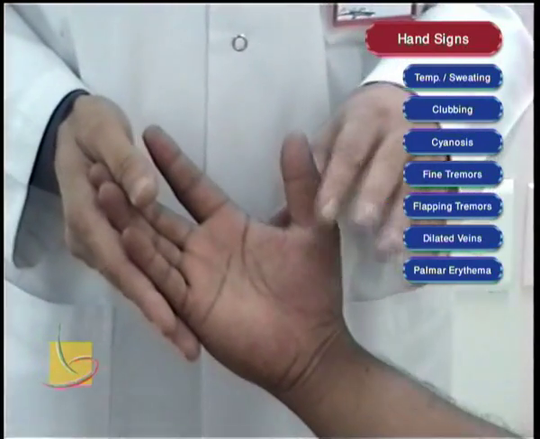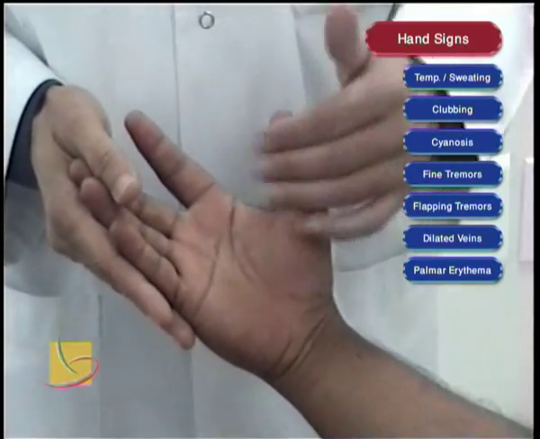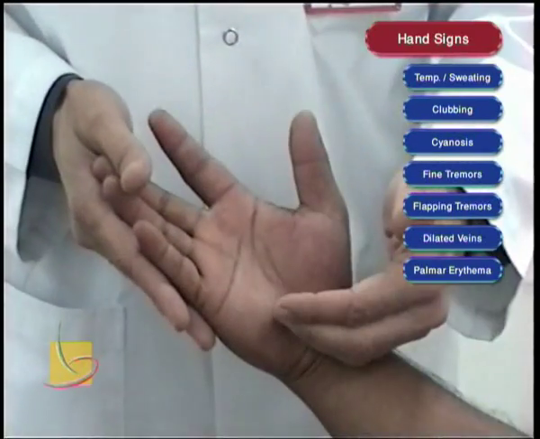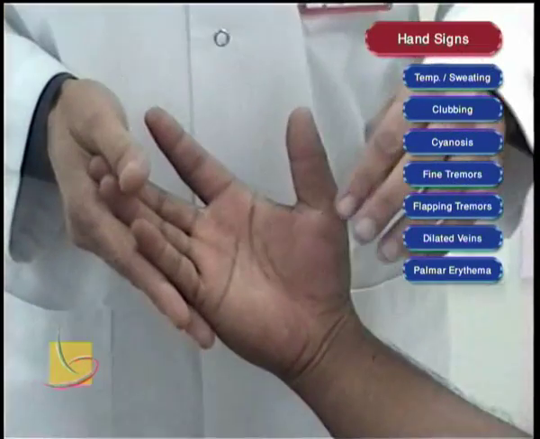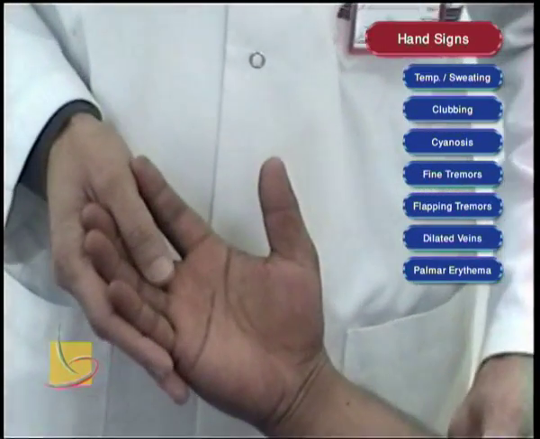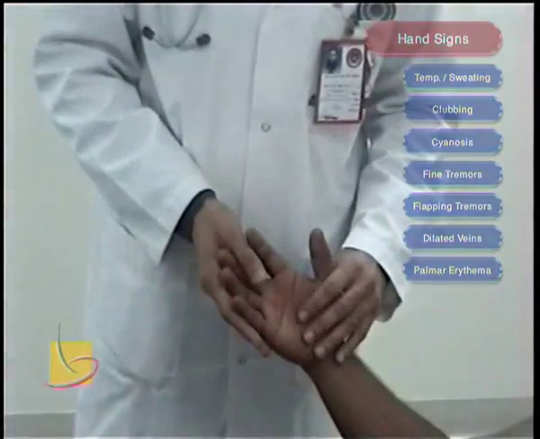So carbon dioxide retention leads to vasodilatation. And vasodilatation may give warm hands, sweaty hands, flapping tremors, as well as the palmar erythema. All these are signs of carbon dioxide retention if it is there.